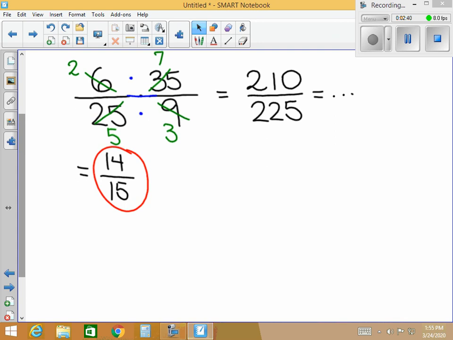If I took a 5 and a 3 out of both the top and the bottom on the 210 and the 225, I would also get 14 over 15.